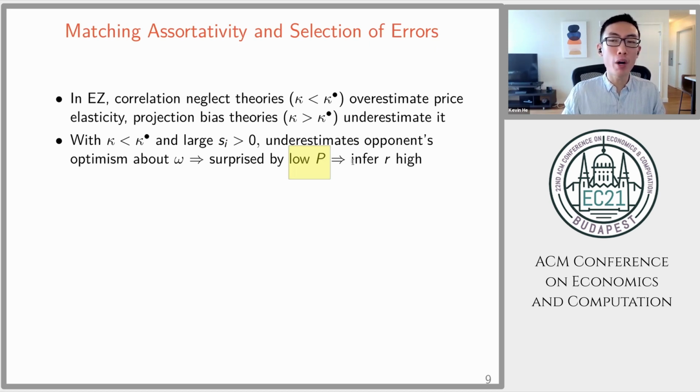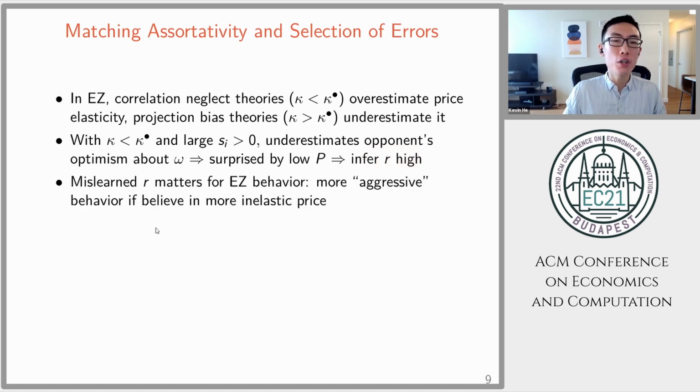And from that low market price, they infer that the market price elasticity must be very high, that as I increase my production by a bit, look at how much this price has dropped. And conversely, someone who has the opposite bias, projection bias, is going to underestimate elasticity. Now, these misinferences about R, about elasticity, matter for behavior in the EZ.